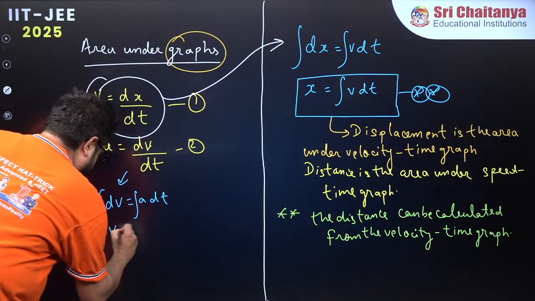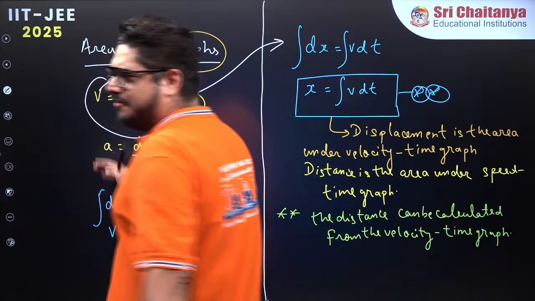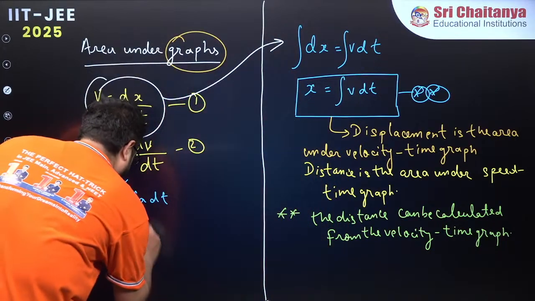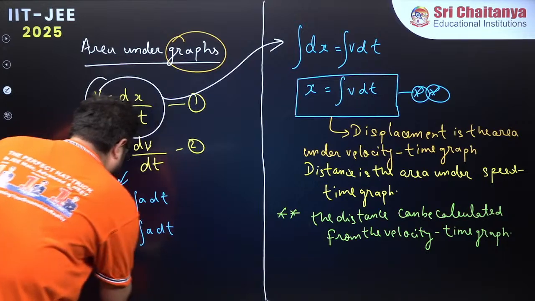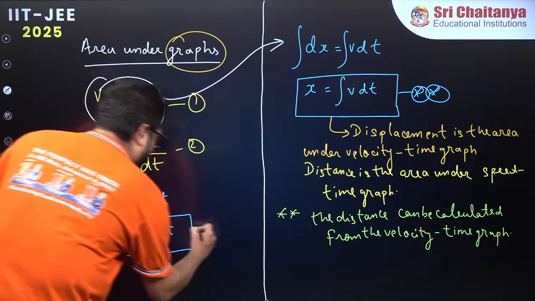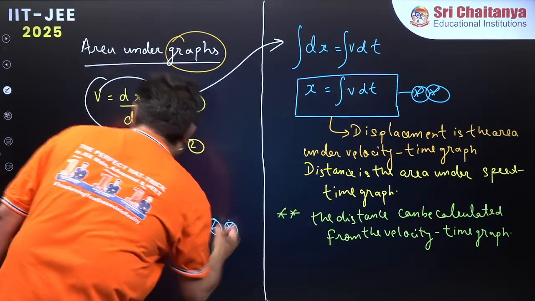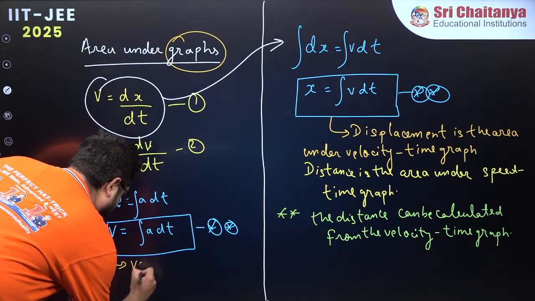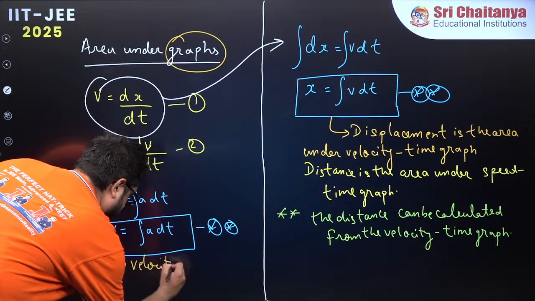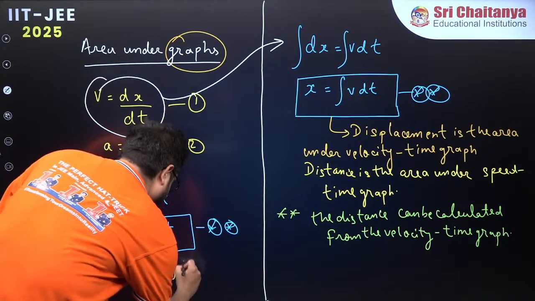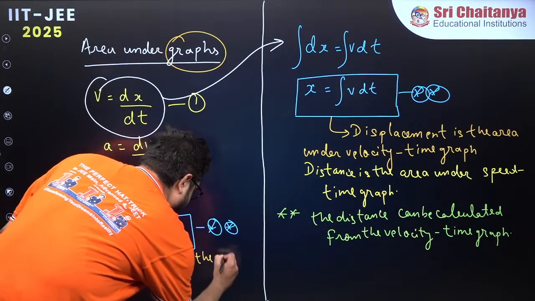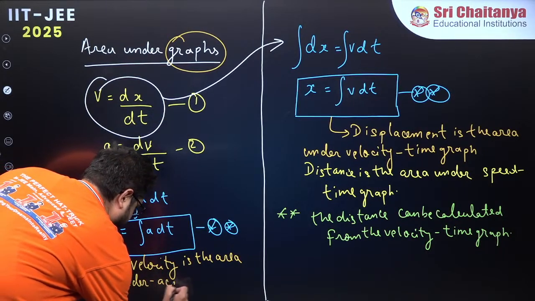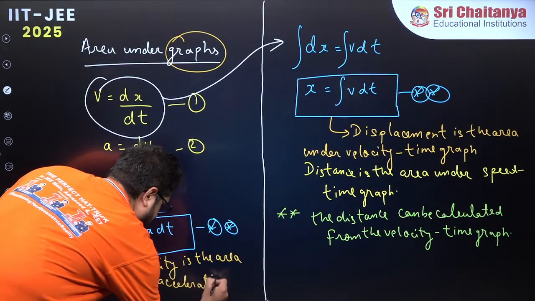Okay, so now you can write this thing: the LHS, integral of dV, is going to be written as V, which is equivalent to the integral of A dt. So what does this statement mean? This statement means that velocity is the area under the acceleration time graph.